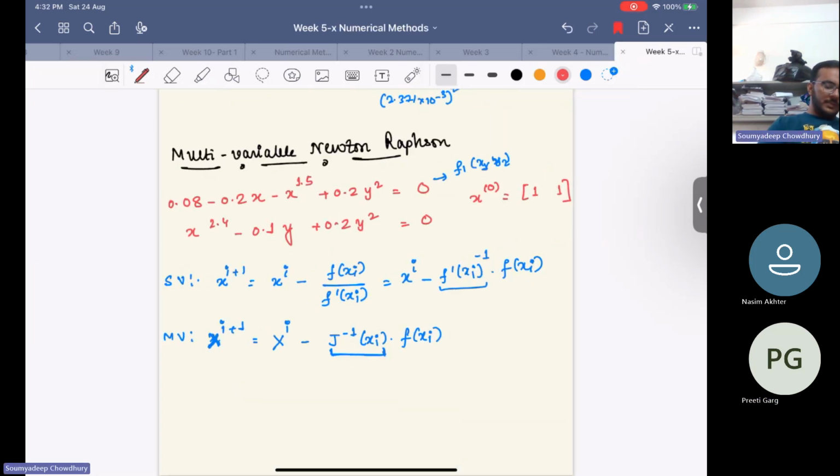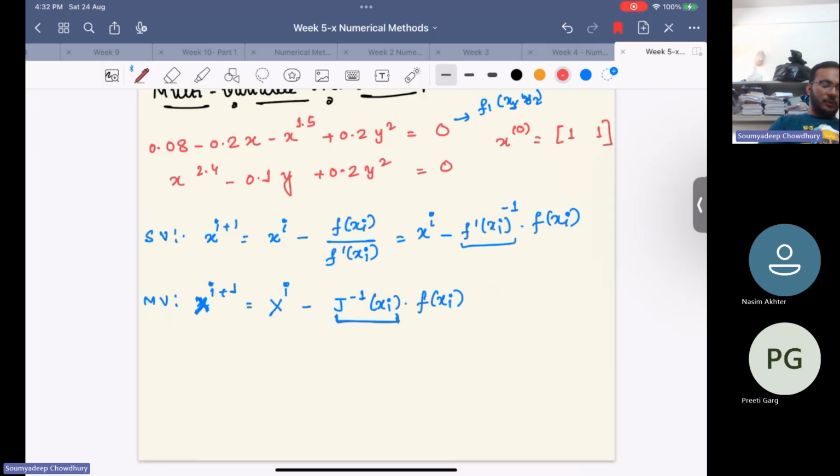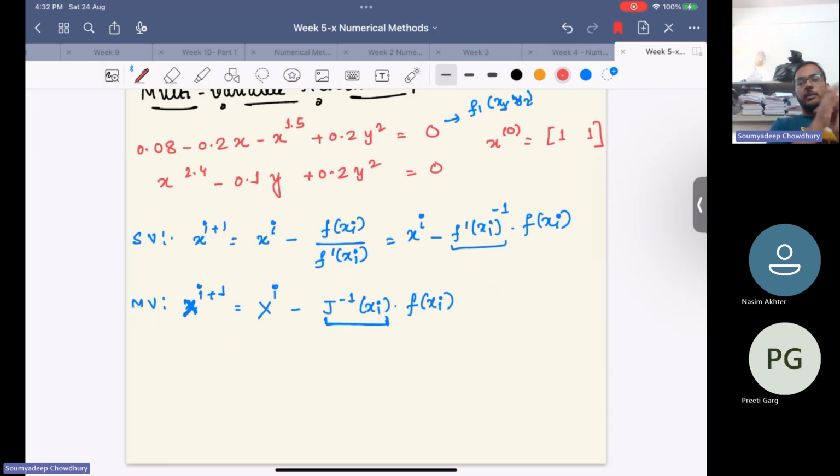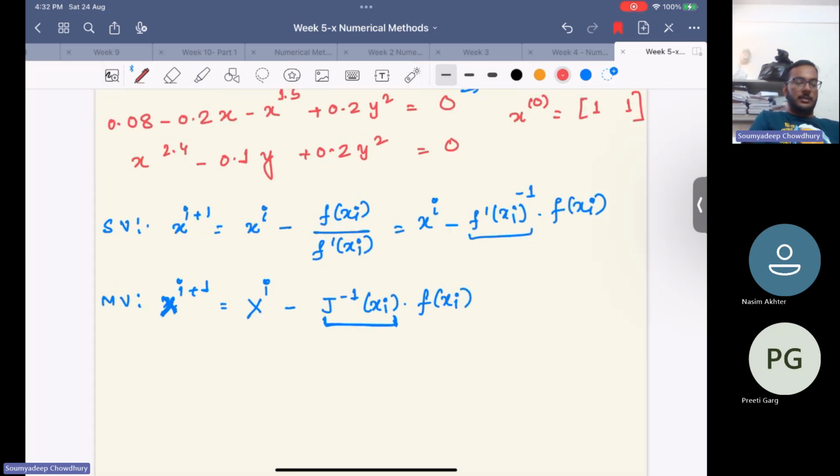Okay, so here we'll try to see what the Jacobian matrix is. Has any one of you heard about the Jacobian matrix? Yes, sir. Partial derivatives matrix. No, Jacobian. Have you heard of Jacobian? That is different. What you're talking about, Nasib. Okay.